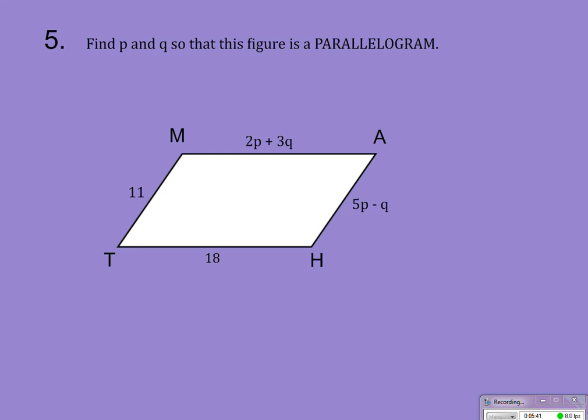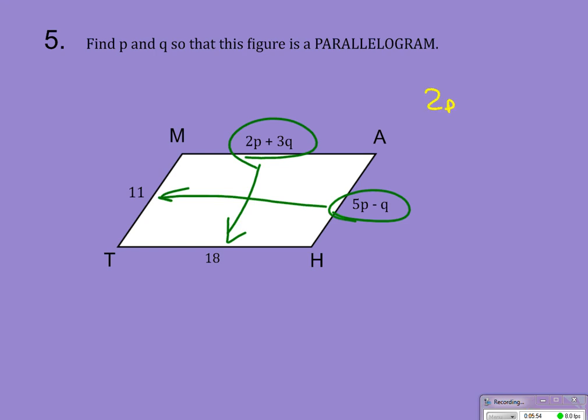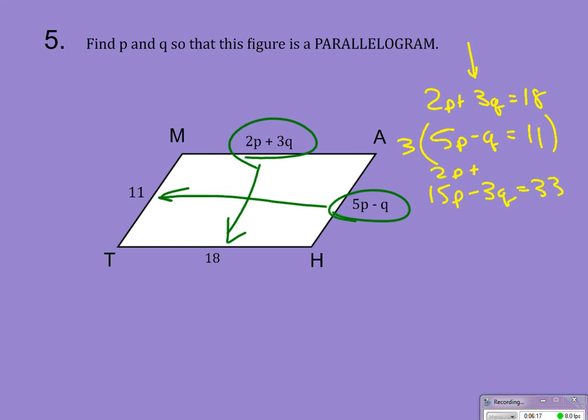So if I look at something like this, here's what I end up with. 2p plus 3q equals 18, 5p minus q equals 11. So I've got plus 3q and minus q. I like that, so I'm going to keep it that way. I'm going to multiply this bottom one by 3. So I'm going to have 15p minus 3q equals 33. On the top, I've still got 2p, 3q, and 18.